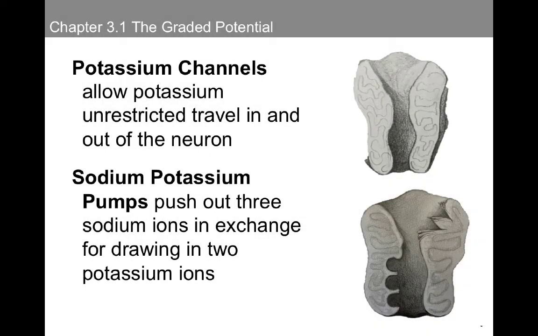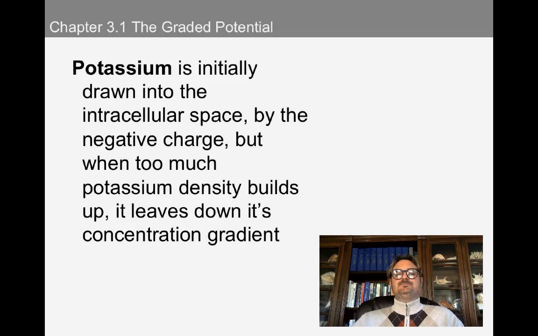So potassium channels allow potassium unrestricted travel in and out of the neuron, but sodium-potassium pumps push out 3 sodium ions in exchange for drawing in 2 potassium ions. This is important to know as we proceed, and the potassium channels and the sodium-potassium pumps are the key figures in this graded potential that we're likening to the pumping up of a soccer ball.